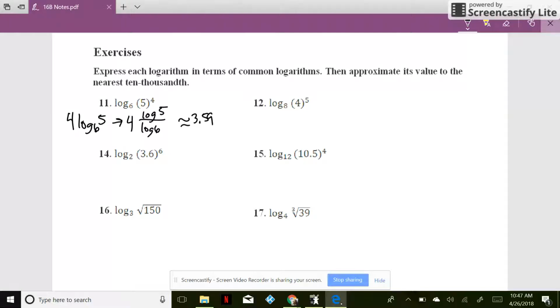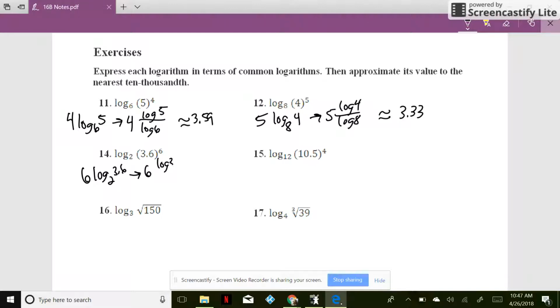Same thing here. We've got 4 to the 5th power. We want to pull that 5 outside. So we have 5 times log base 8 of 4. Change of base, log of 4 divided by log of 8. We get about 3.33. Same thing here. We have to pull that 6 outside. So then we have 6 times log base 2 of 3.6. Change of base, log of 3.6 divided by log of 2, and this will get you about 11.09.